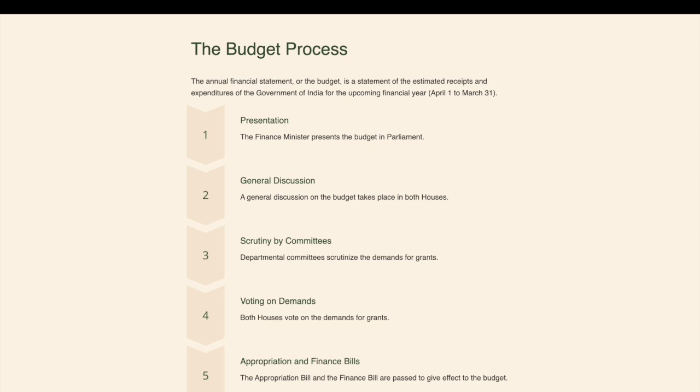The first step is presentation. The finance minister presents the budget in parliament. Then the second is general discussion. A general discussion on the budget takes place in both houses. Third is scrutiny by the various committees. Then comes the voting on demands. Both houses vote on the demands for grants. The final step is appropriation and finance bill. The appropriation bill and the finance bill are passed to give effect to the budget.